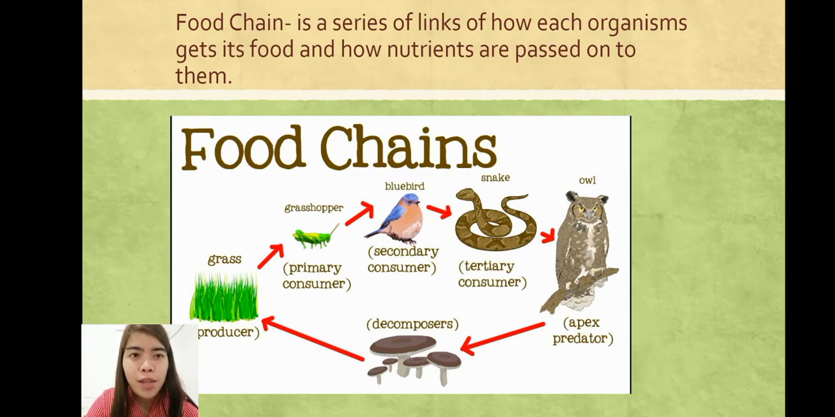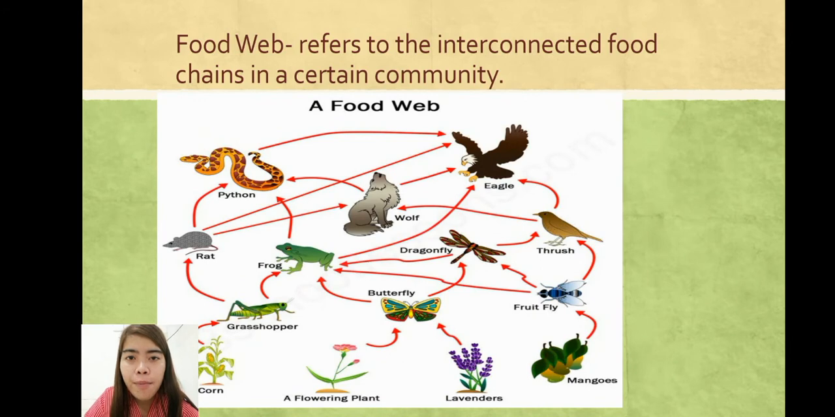Okay, now let's proceed to the food web. Earlier was the food chain, now it is the food web. So when we combine all the interacting food chains, we form what we call a food web. It refers to the interconnected food chains in a certain community. A food web is more complex compared to a food chain, because a food chain goes one way only, while a food web has many interconnected food chains. Okay. So these are the relationships that occur in our ecosystem and our community as well.